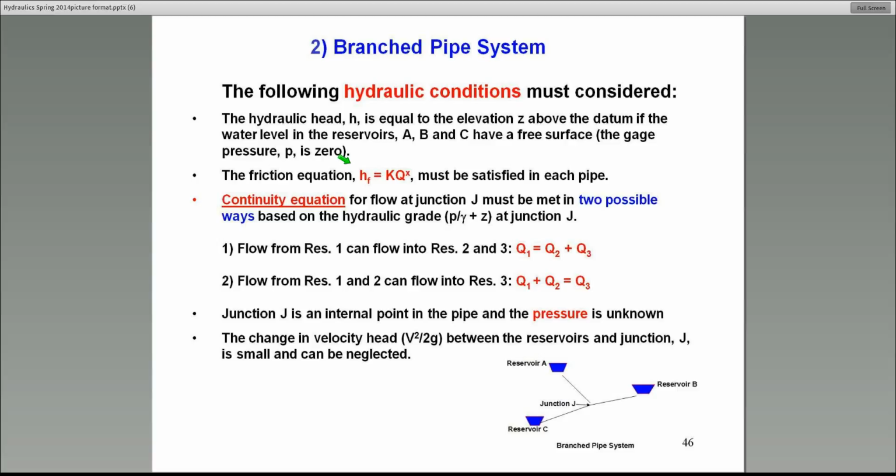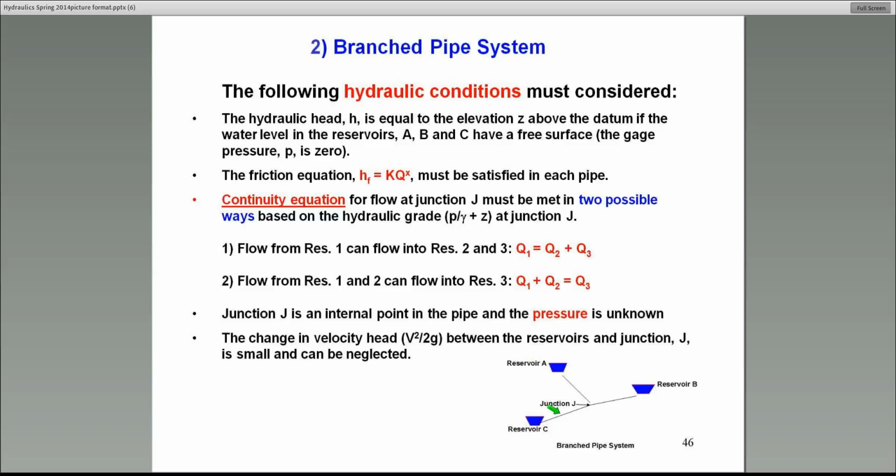And the problem is that the continuity equation can take on two forms depending on which way the flow goes. For example, there are two possible scenarios. Reservoir A and B can combine to feed flow into reservoir C. So in that case, the flow coming in from pipe 1 and pipe 2 add up to give you the total flow going out.